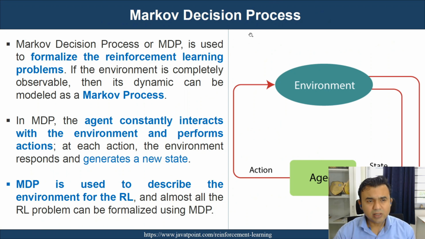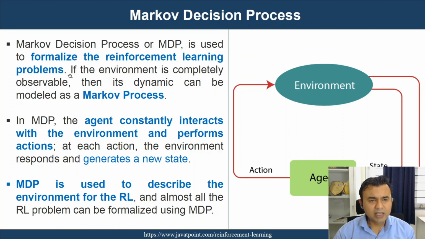Markov decision process, as we see in the diagram, based on that environment, right? So the agent will take a particular action. It will get the reward and it will change the particular state, and it will get a positive reward, or it could be a negative feedback also, right? Now, Markov decision process, which is often known as MDP, is used to formalize the reinforcement learning problems.